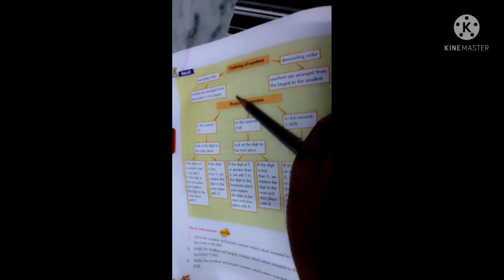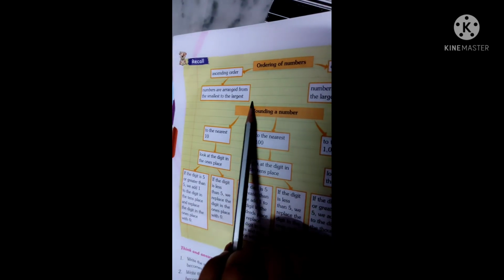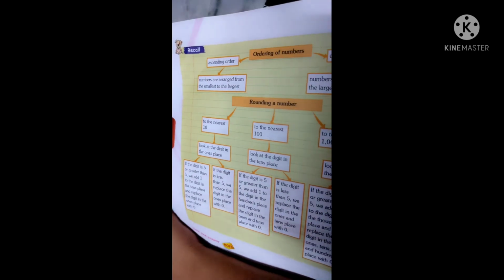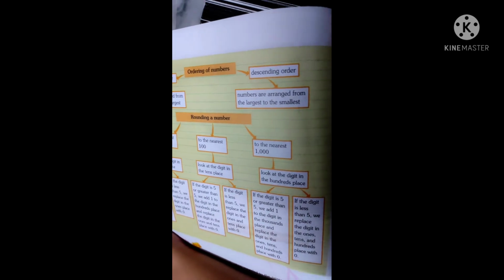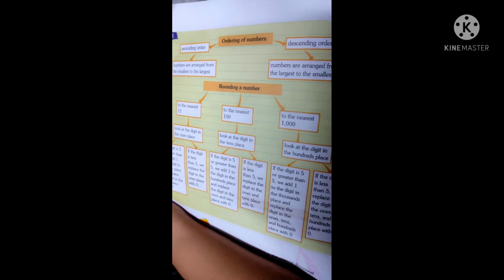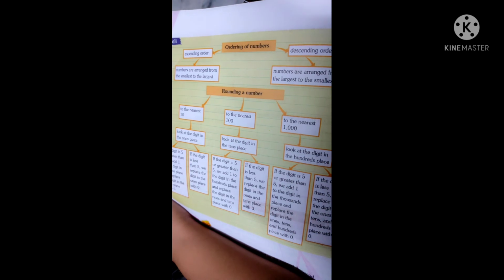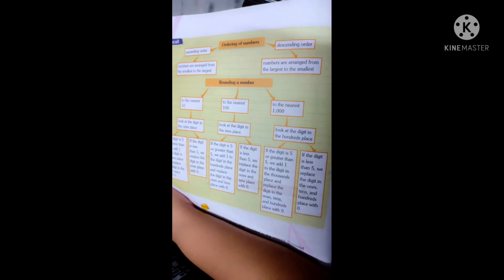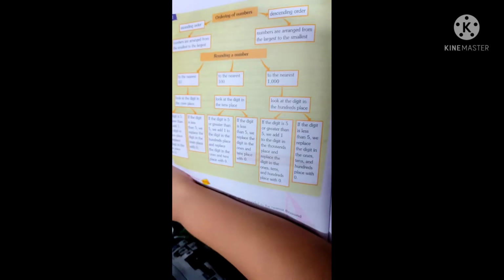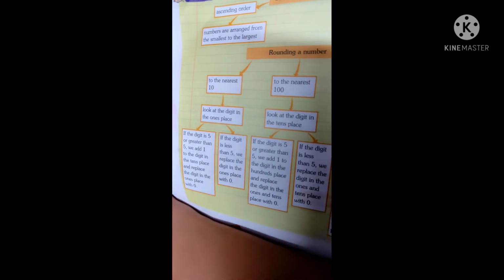Recall ordering of numbers: ascending order, descending order. Ascending order means numbers are arranged from the smallest to the largest. Descending order means numbers are arranged from the largest to the smallest. Rounding a number to the nearest 10: look at the digit in the ones place. If the digit is 5 or greater than 5, we add 1 to the digit in the tens place and replace the digit in the ones place with 0. If the digit is less than 5, we replace the digit in the ones place with 0.